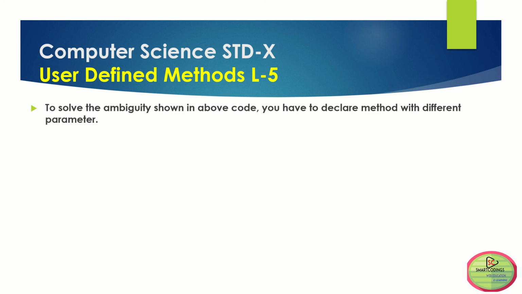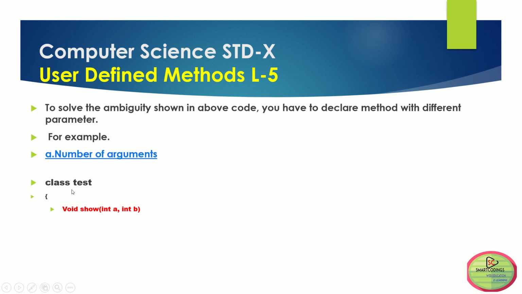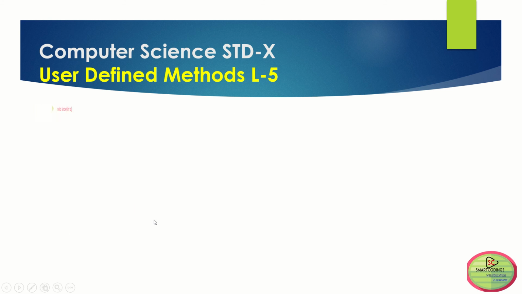To solve the ambiguity shown in the previous slide, you have to declare methods with different parameters or different arguments. For example, for the third condition, the number of arguments should vary. How? Let us see here. Class test, void show, there are two parameters of integer type, int a and int b. As you can see, it is printing 1. Now one more function I am writing here has one parameter.